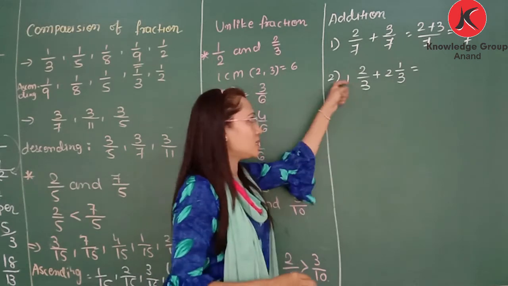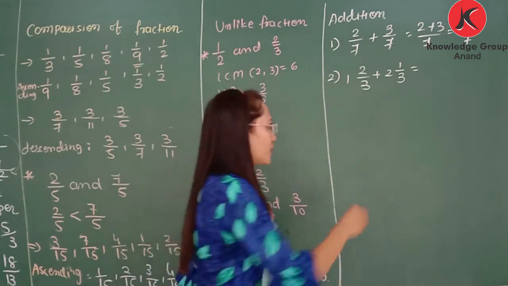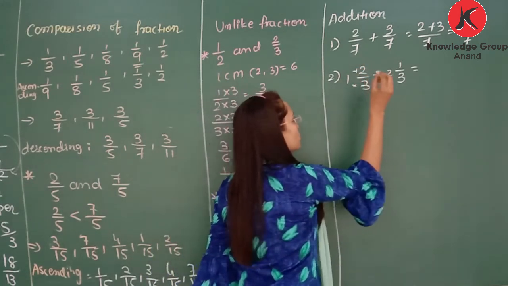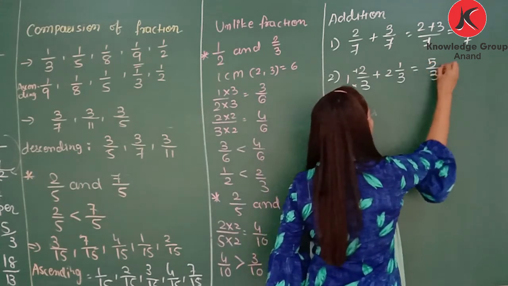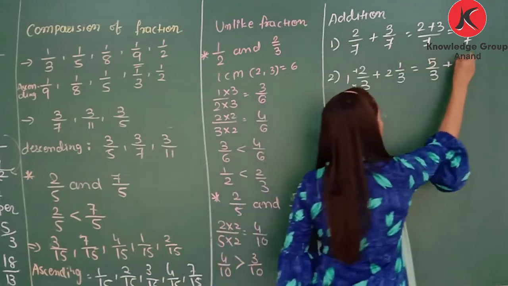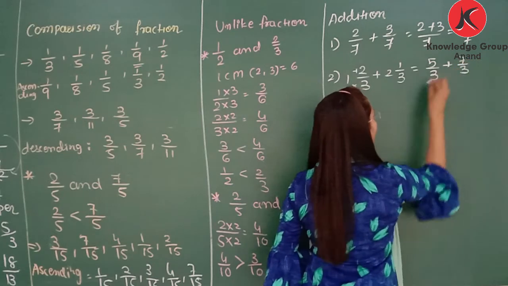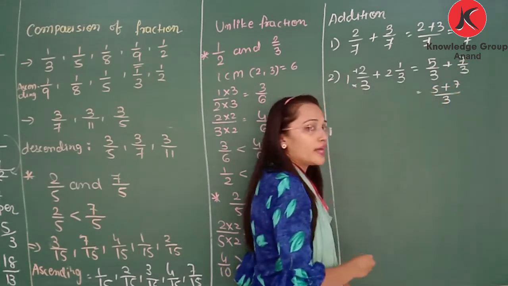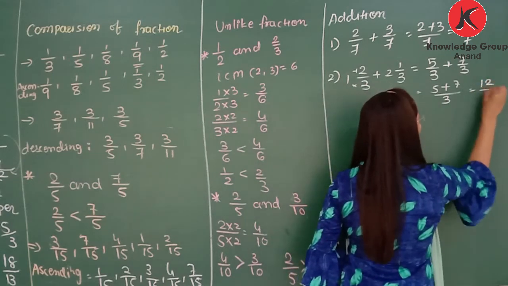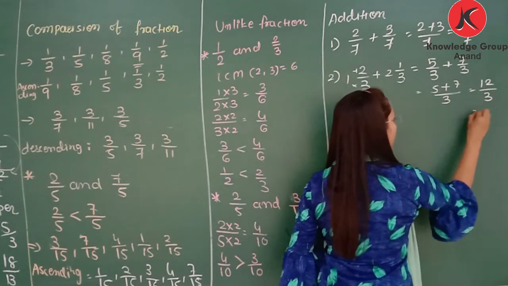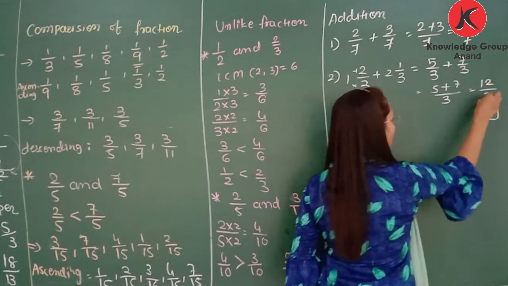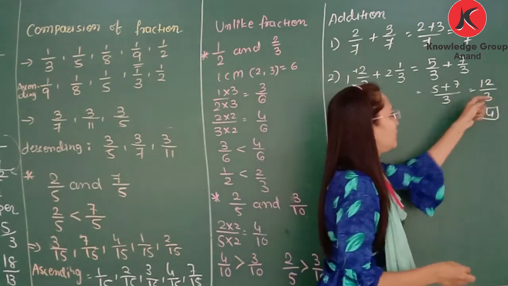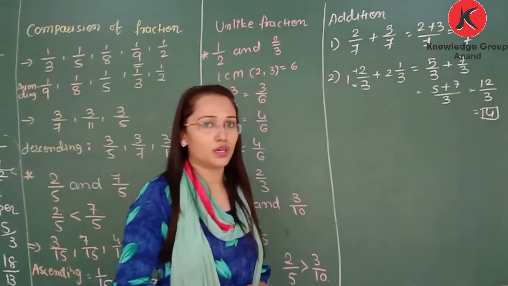If we have this example, then convert this into a mixed fraction or improper fraction. 3 ones are 3 plus 2, 5 by 3. 3 twos are 6 plus 1, 7 by 3. Now add the numerators. 5 plus 7 divided by 3, that is 12 by 3. Now you can cancel and the answer is 4. 4 3s are 12, or you can write 12 by 3 as the answer. Both answers will be correct.